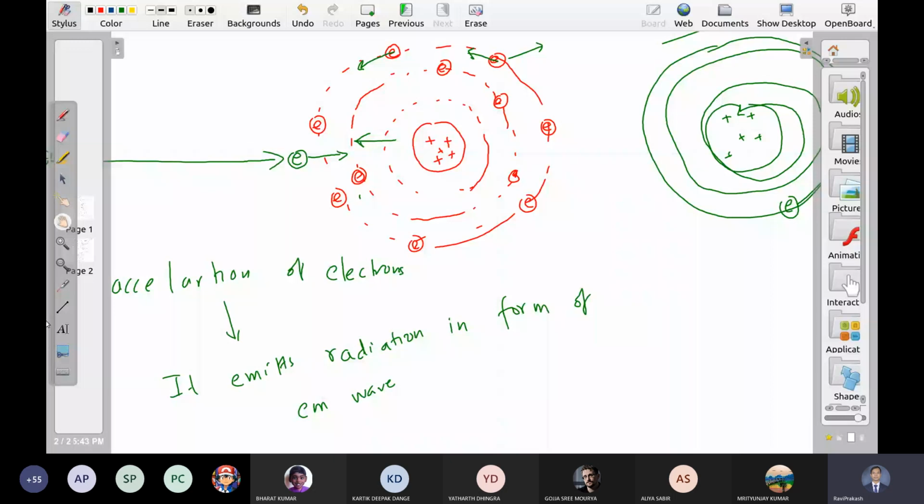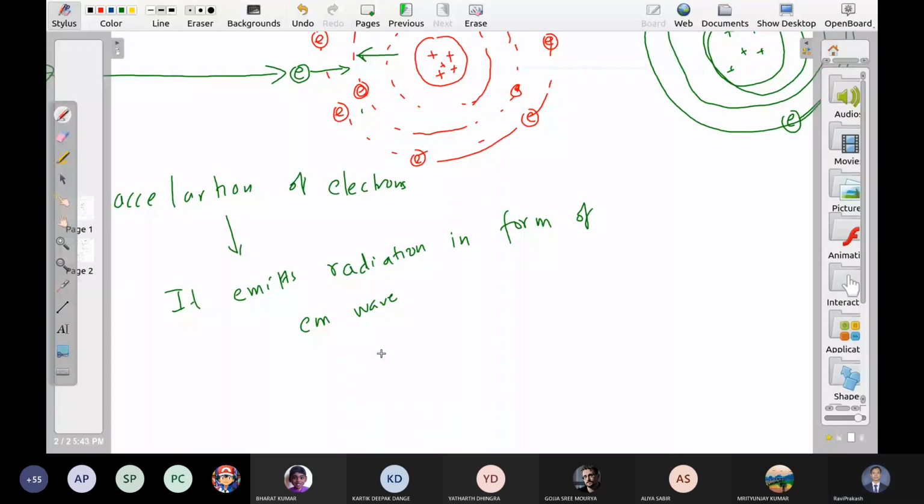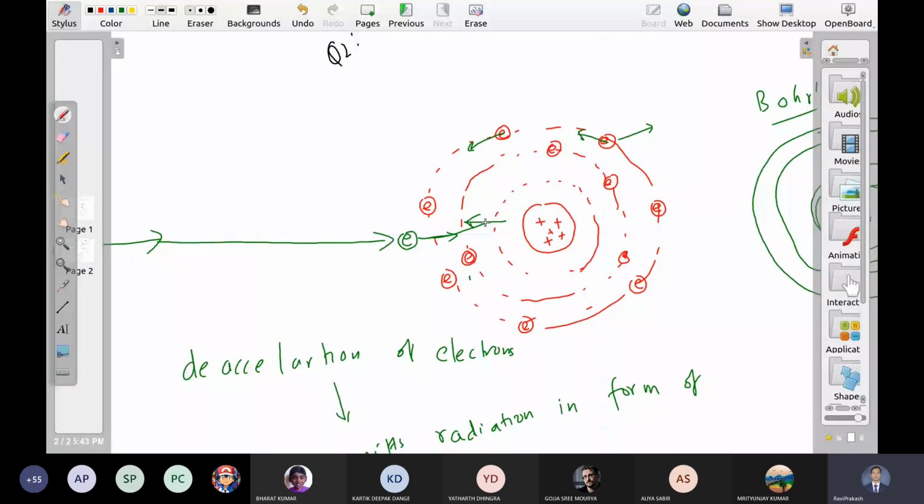So this is a fundamental thing that any charged particle radiates when you accelerate or decelerate it. So in this process, some energy comes out. So this will decelerate and it may change its path, whatever it is doing. But in this process, you are getting some energy out. This energy is X-ray.